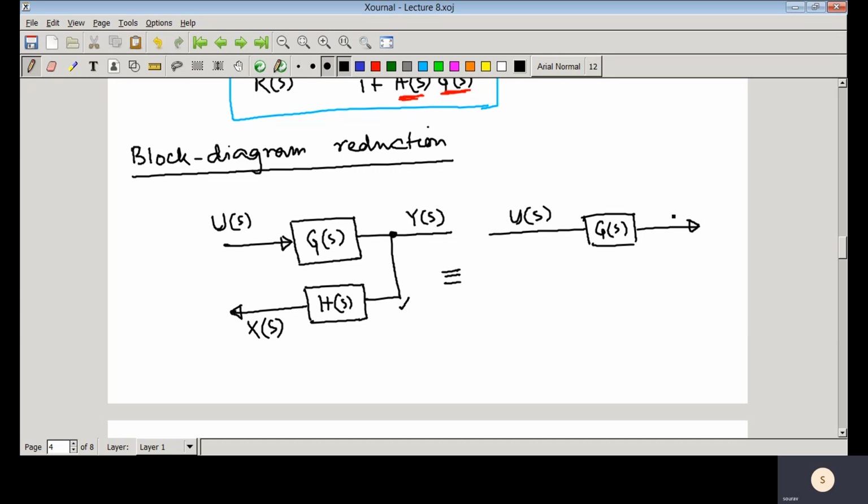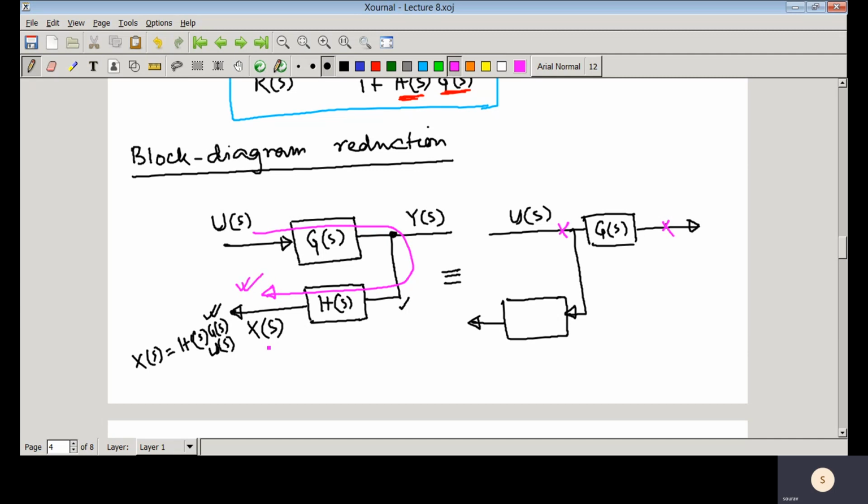that is, if you take the branching point from this point to that point, then what happens? If you change the branching point, here you can see what signal is coming to this particular point. The signal coming, say X(s), equals H(s) G(s) into U(s). You can see it here: the signal coming to this particular point is H(s) into G(s) into U(s).